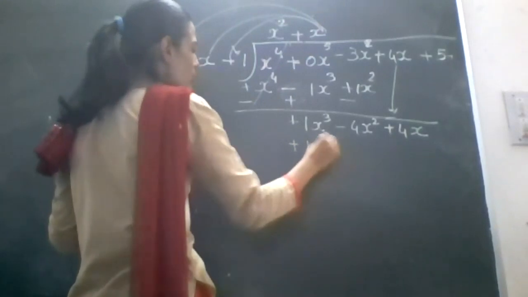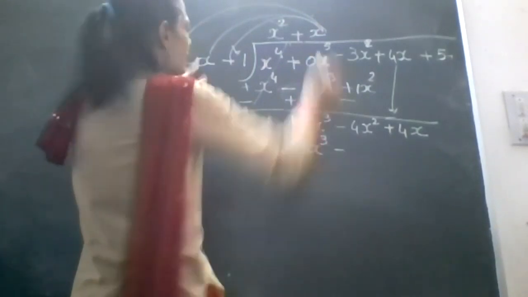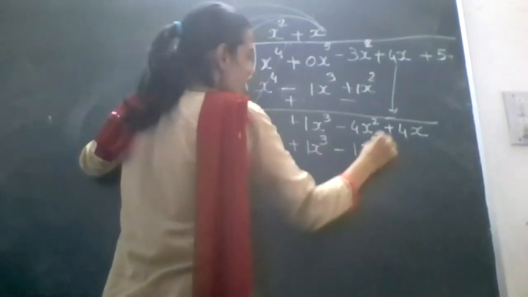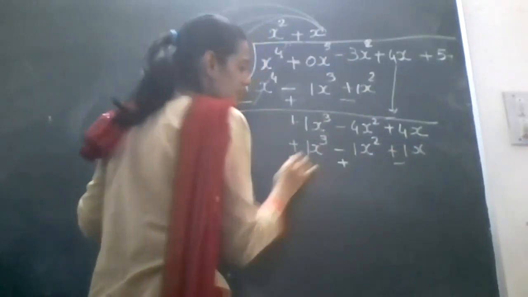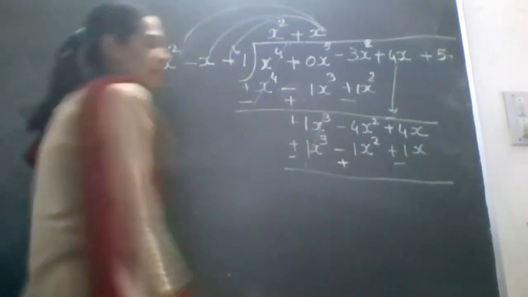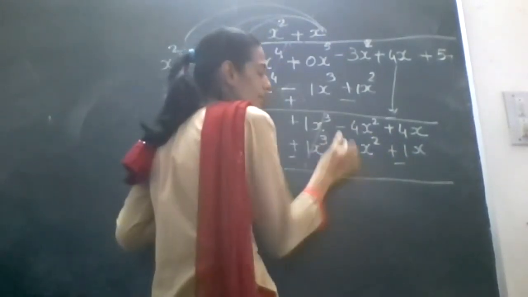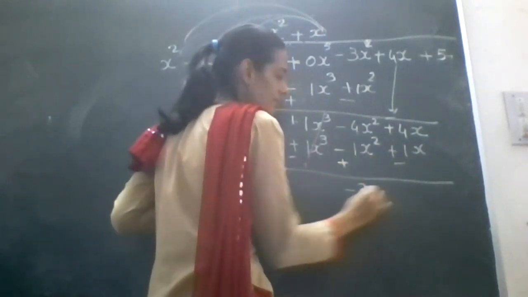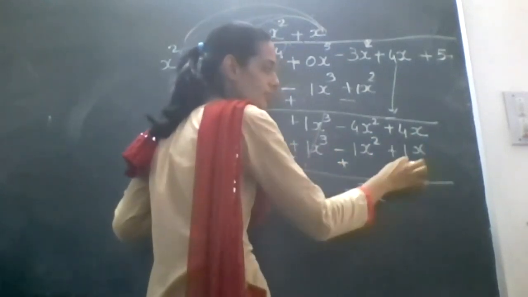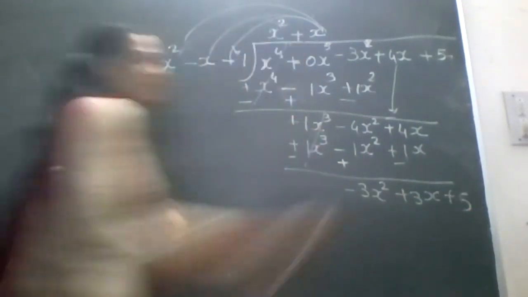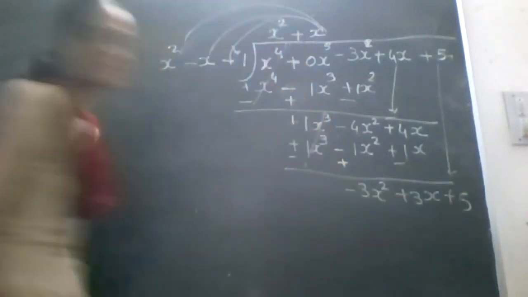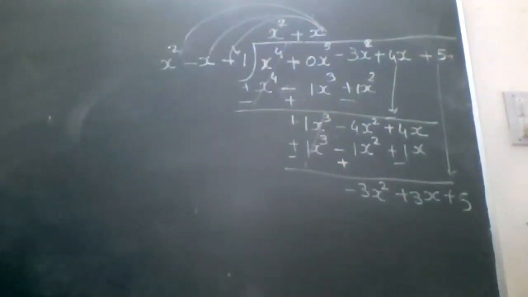Plus 1x cube, minus x into x, minus 1x square, x into 1 plus 1x. Now change the sign. This cancels out. Plus 4 minus 4 plus 1 becomes minus 3x square. From 4, 1 went, so plus 3x and plus 5. That will come down. Is it clear? Did you understand? Have you understood?